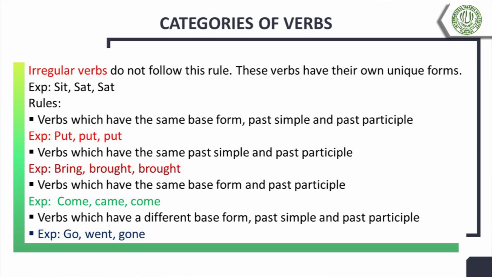Verbs which have a different base form, past simple and past participle. It means that all the three forms of verb are different from one another. For example, go, went, gone.